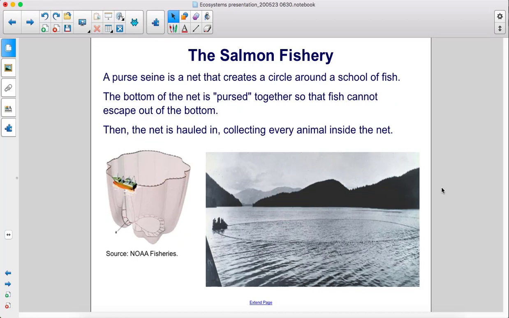A purse seine is a net that creates a circle around a school of fish. The bottom of the net is pursed together so that fish cannot escape out of the bottom. Then the net is hauled in, collecting every animal inside the net.